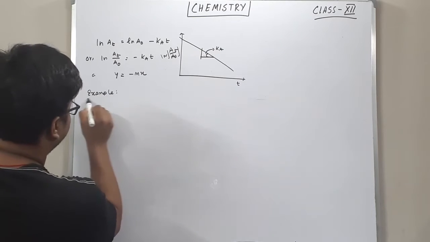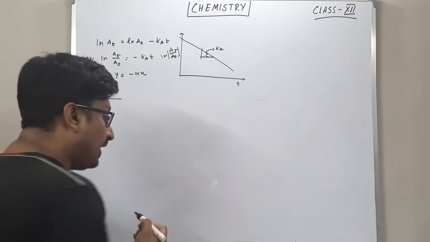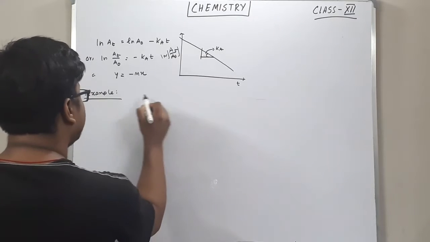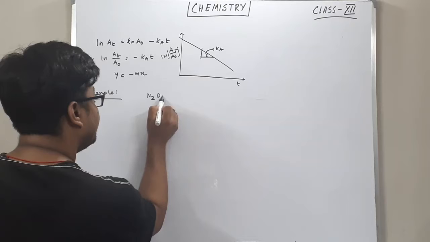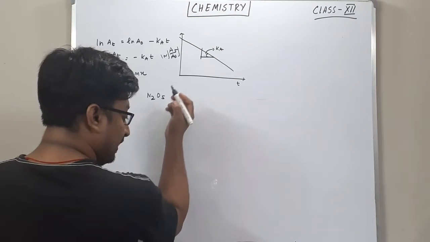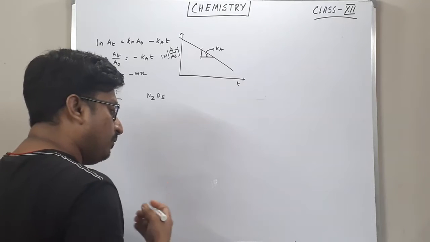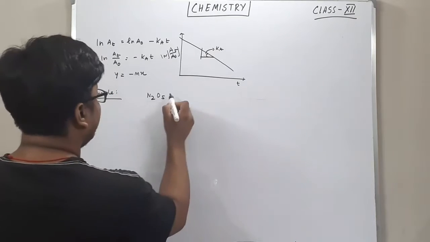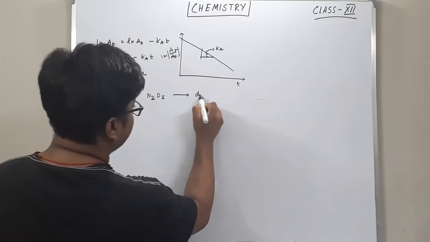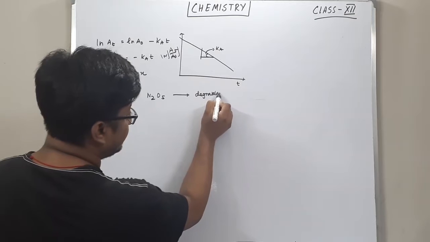Now let's take a reaction example. Okay. There is a particular reaction where it was found that the concentration of N2O5, nitrogen pentoxide, in liquid bromine, undergoes a degradation reaction.